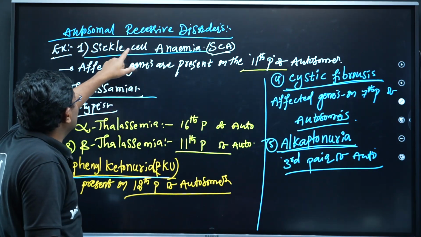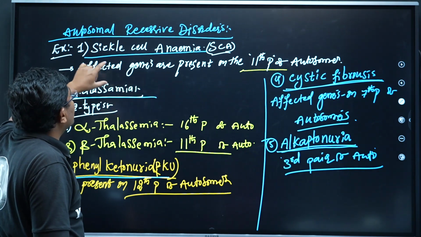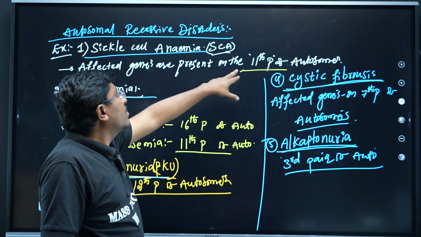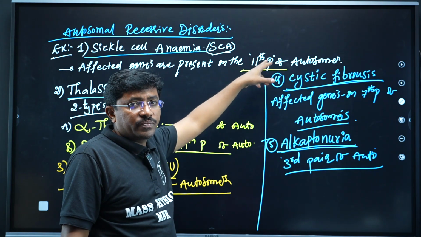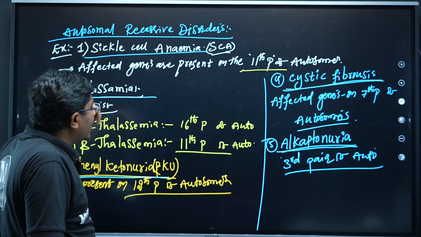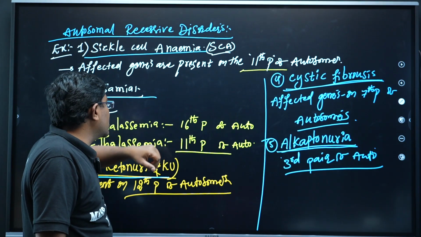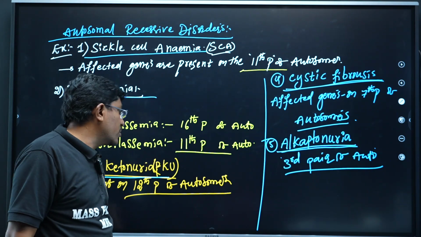See, sickle cell anemia is caused by a defect of the gene on the 11th pair of chromosomes. Next, thalassemia is caused by a defect of a particular gene on the 16th pair of chromosomes, and alpha and beta is on the 11th pair of chromosomes.